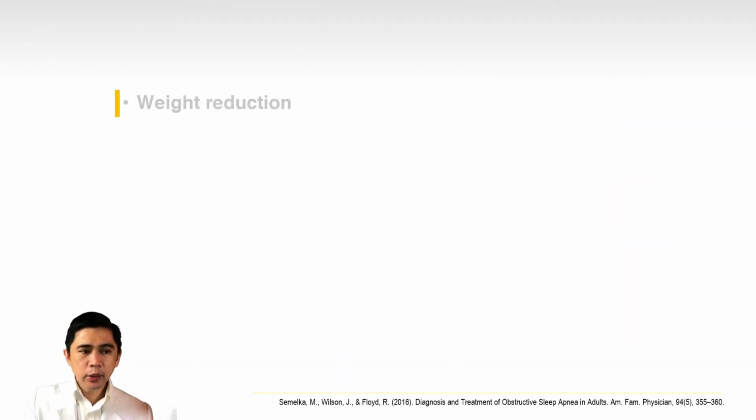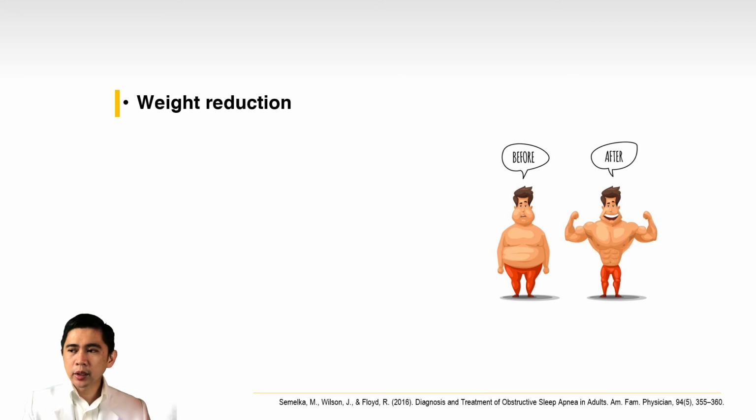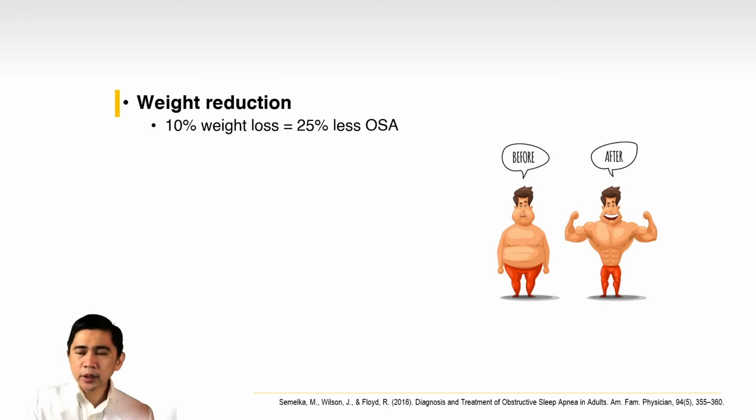Other options include weight reduction. As I told you earlier, if you are obese, you have a higher chance of OSA, and if you reverse that into a normal BMI, you have a lesser degree of OSA. In studies, a 10% weight loss can mean 25% less OSA. What more if you have a 20% weight loss? It can potentially reverse OSA.